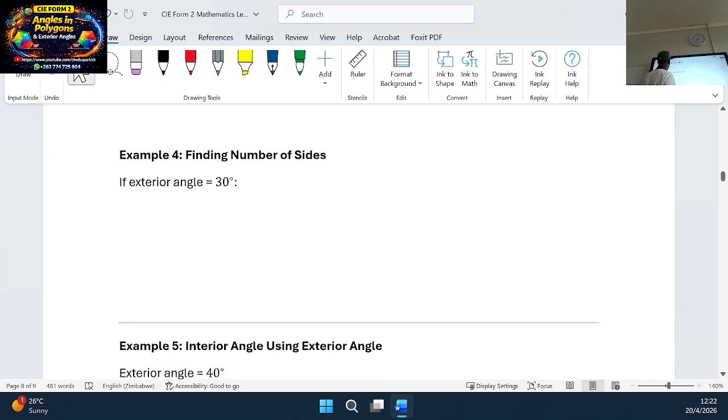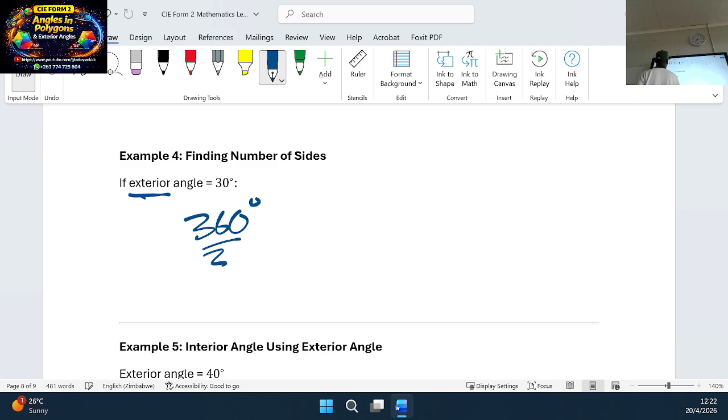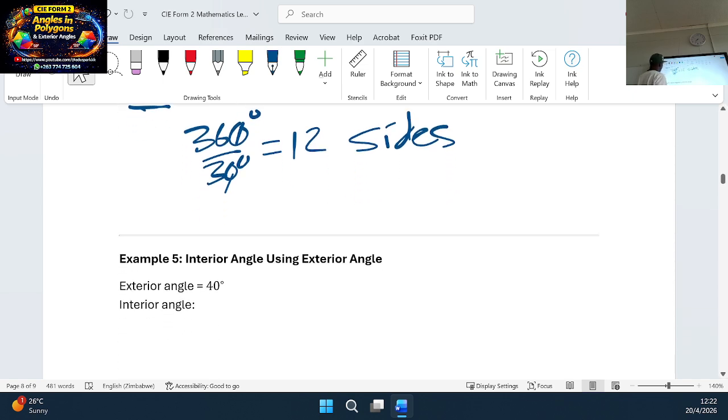Then moving to the fourth one, find the number of sides. If the exterior angle is 30 degrees, now if it's regular, then we have 360 degrees divided by 30 degrees. So the zeros cancel. So this is going to be 12 sides, which is a decagon. Deca, that's 10. So this one is 12 sides.